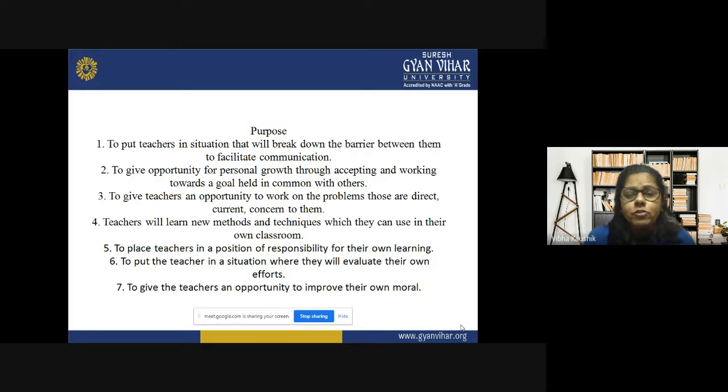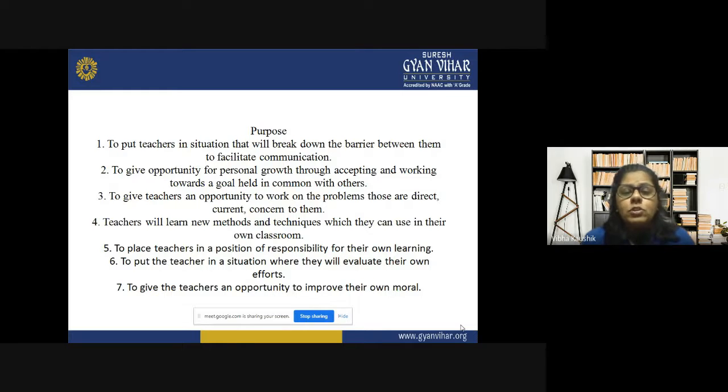during their teaching learning process. Next is to place teachers in a position of responsibility for their own learning. A workshop helps put a teacher in a position where he has to take responsibility for his own learning. Now, why their own learning? Because they are involved themselves in the teaching learning process. Teachers learn by doing, so we are saying that it is their responsibility for their own learning.